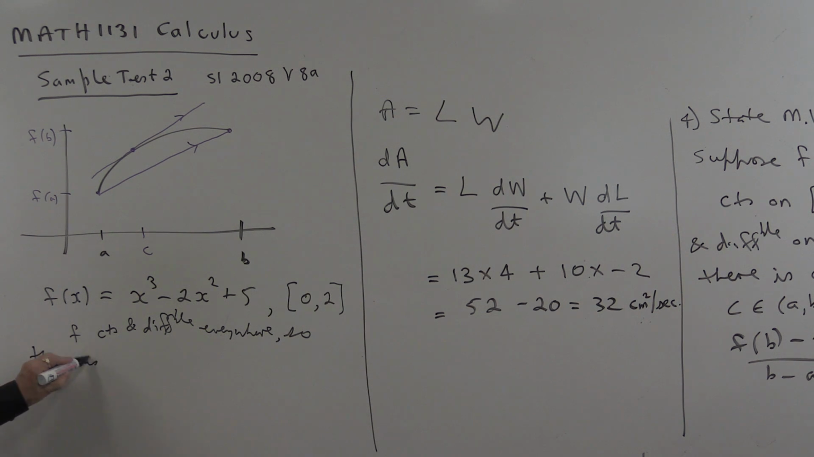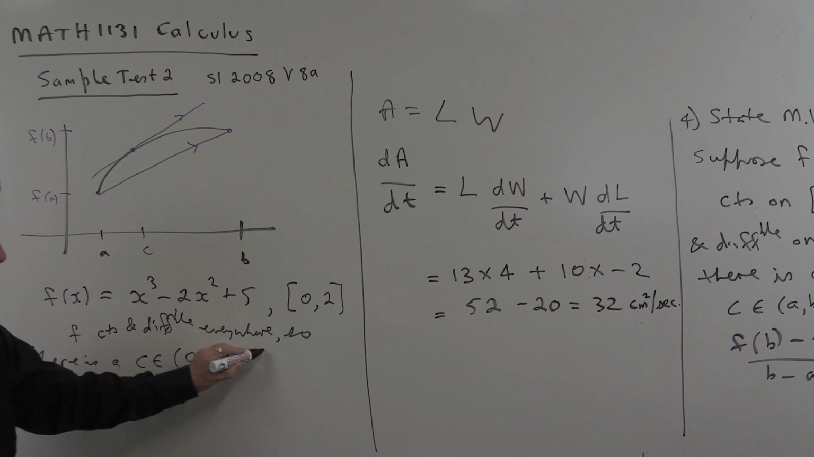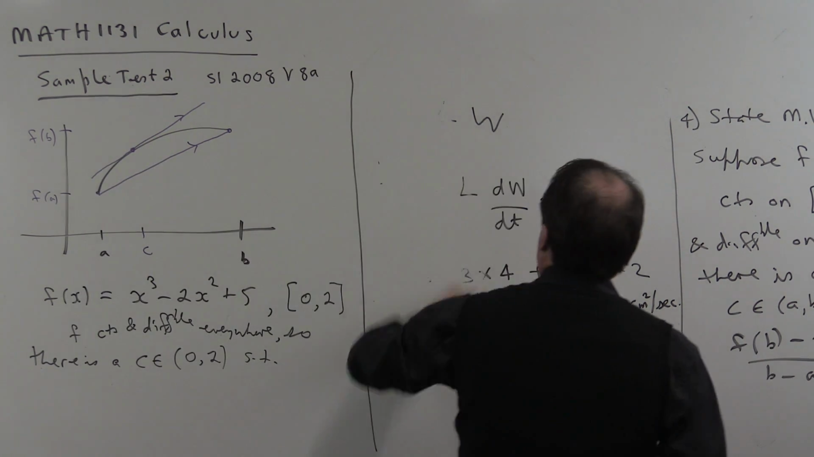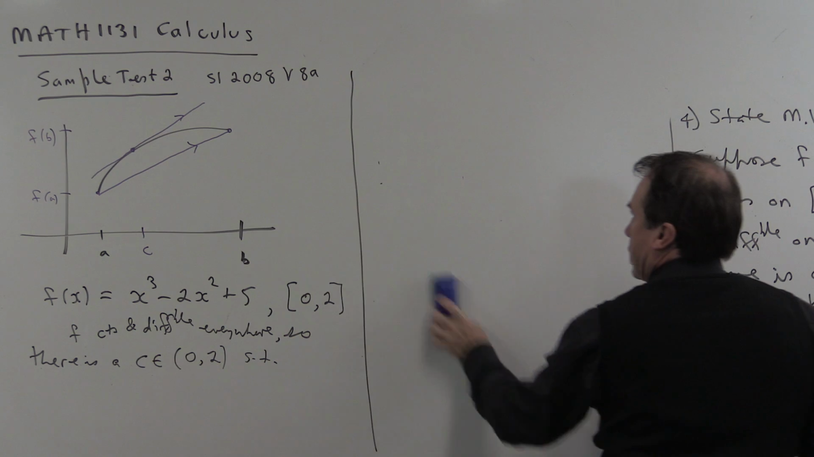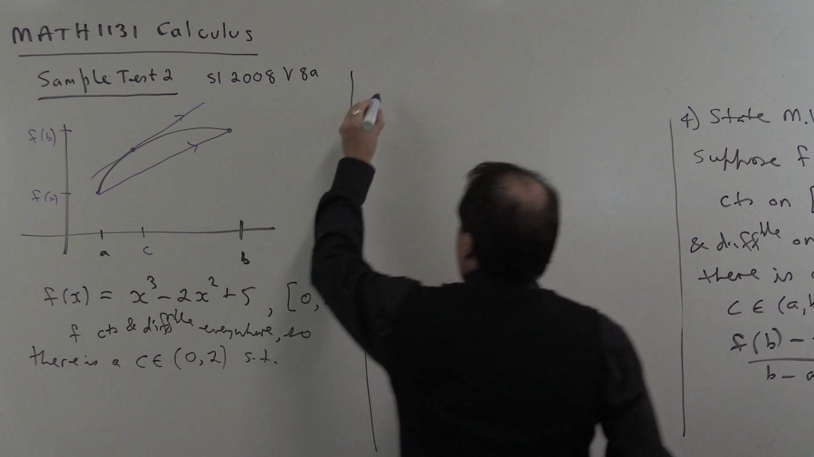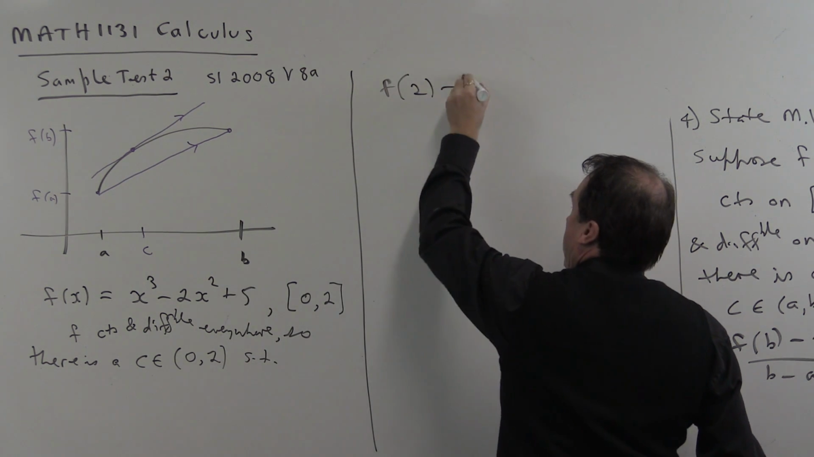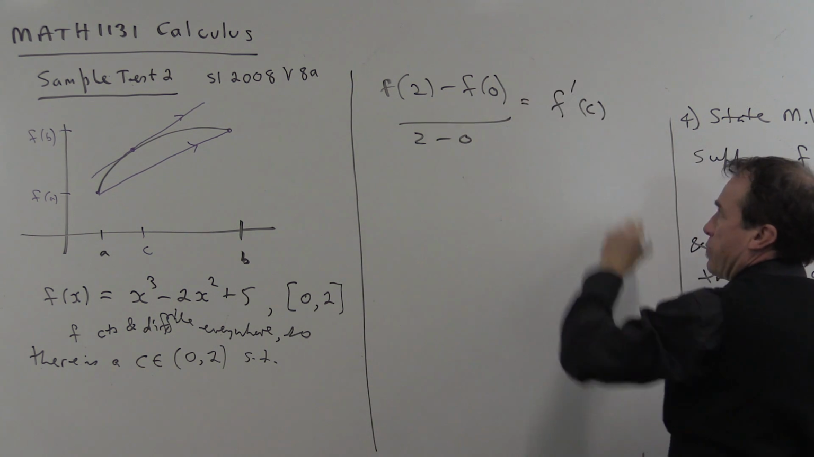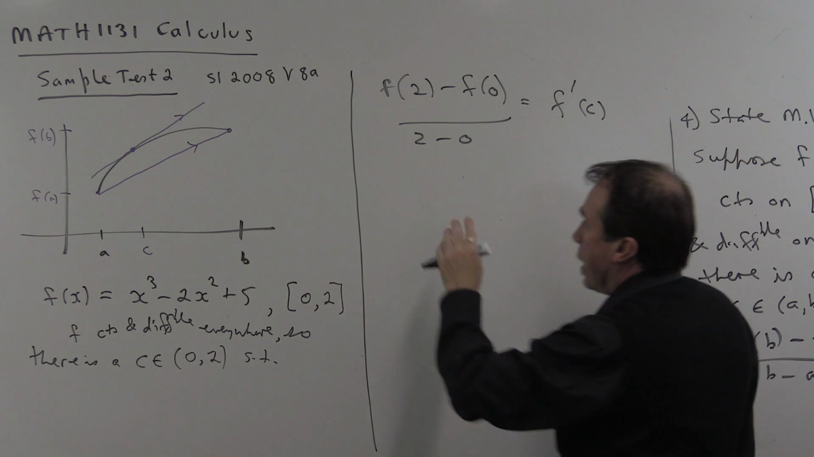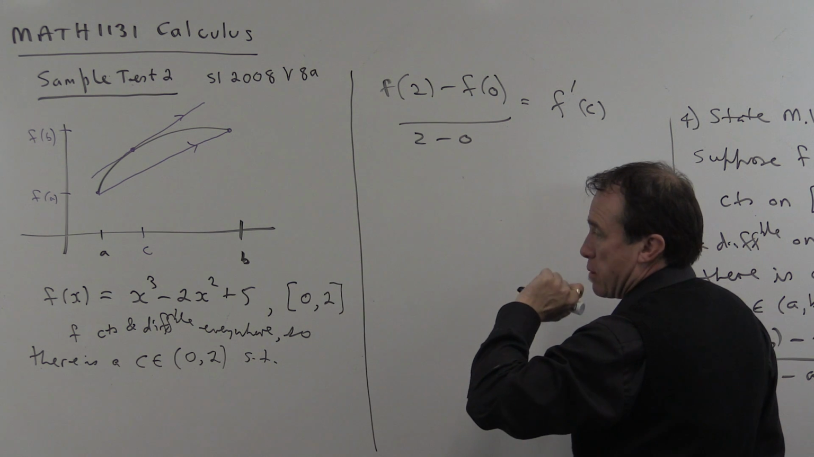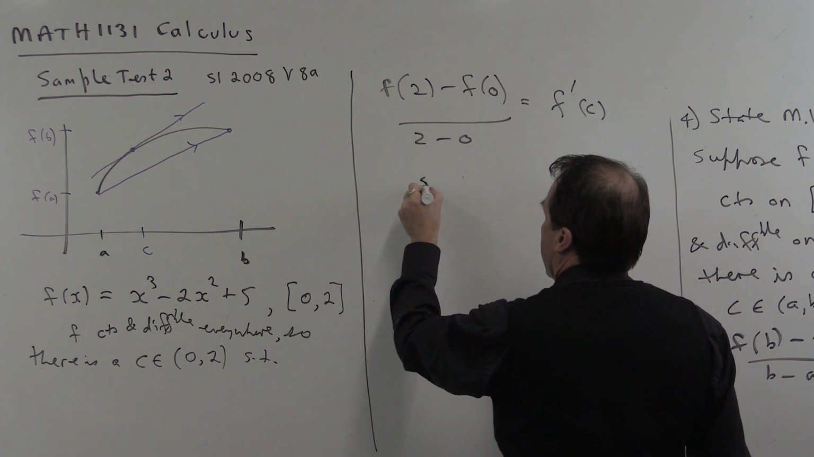There is a c, which I'm going to find, and it's got to be in the open interval (0,2), such that when I work out the difference quotient here, it's got to equal the derivative evaluated at that point c. So I need (f(2) minus f(0)) over (2 minus 0) has to be f'(c). So I plug the numbers in. Put in 2, you get 2 cubed is 8, minus 8 is 0, plus 5 is 5.